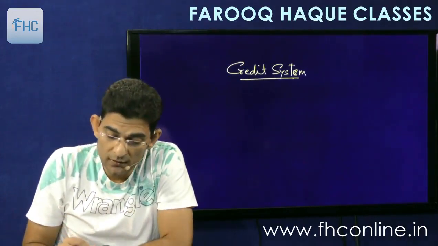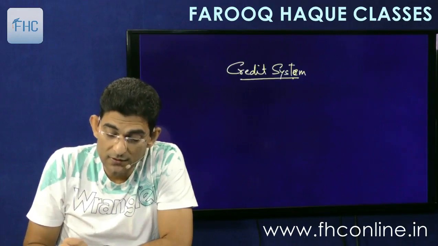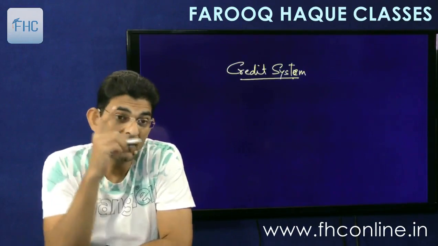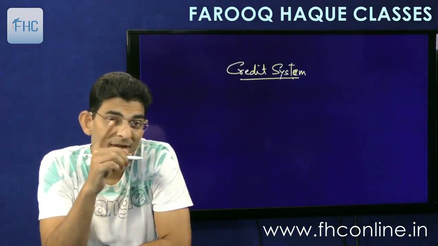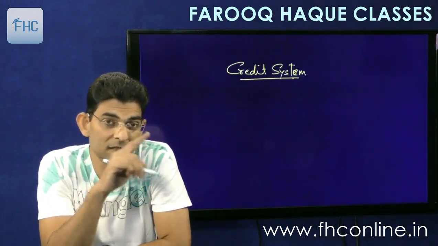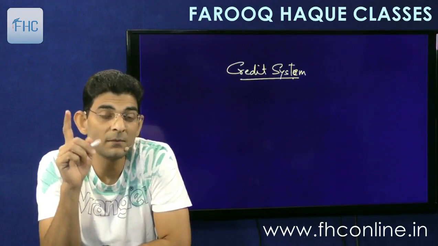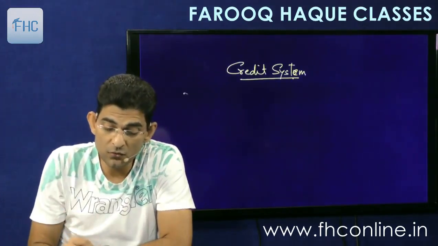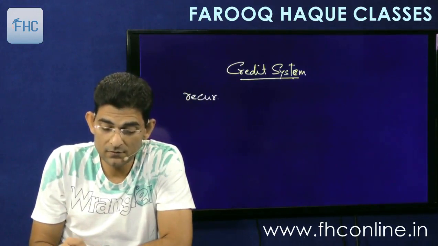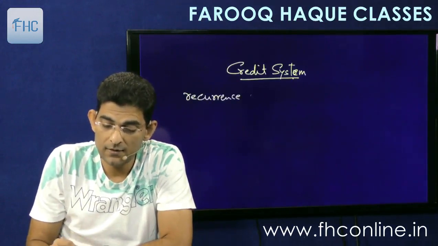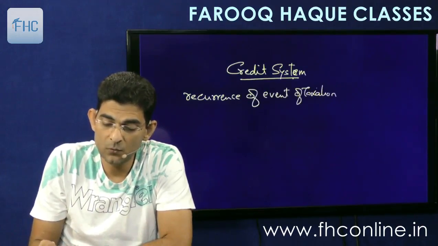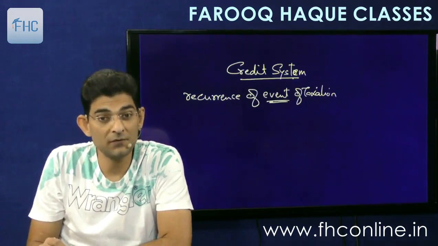Now, as I've told you, indirect tax is on events, on a particular event. So when that event happens again and again continuously, that becomes a cycle. So when there is a recurrence of event of taxation. What is the cycle? Recurrence of event of taxation.